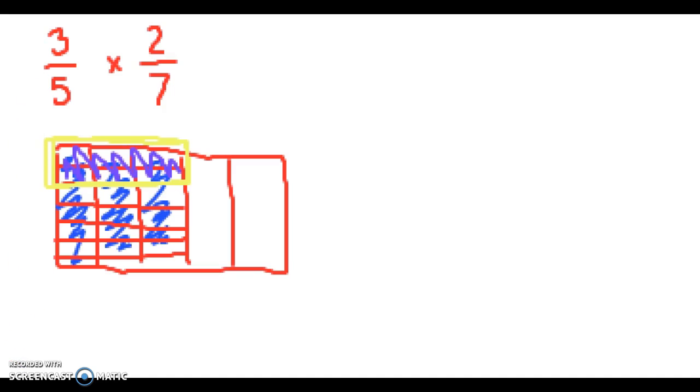Okay, so let's relate this back to our multiplication problem. Since we're focusing on 2/7 of our 3/5, our yellow section is our numerator because we have our 3 and our 2. If we look over, we can see that we are multiplying 3 times 2 for our numerator. And this is the groups we're concerned with, and our resulting count of what we're focusing on.